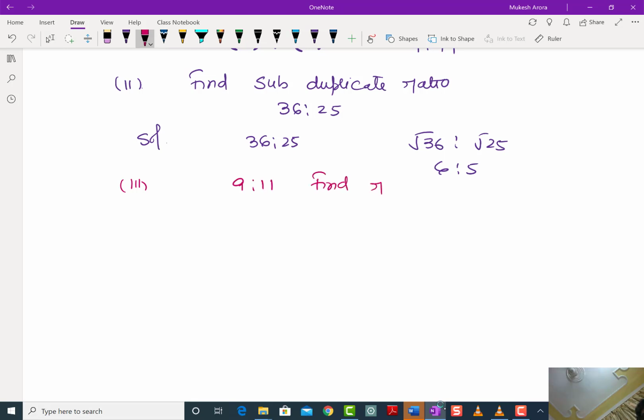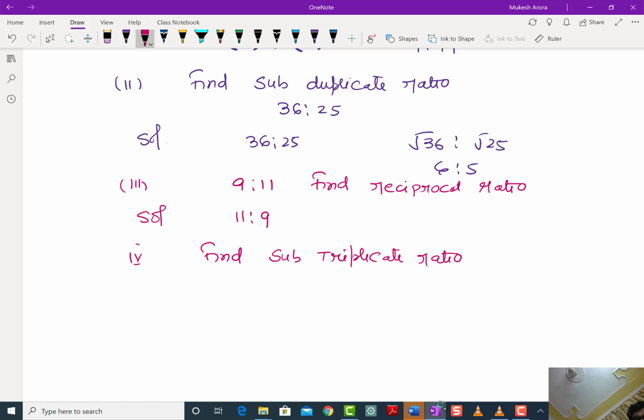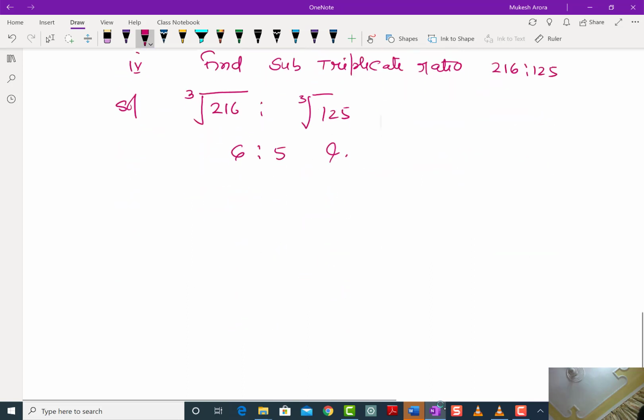Find the reciprocal ratio. So the reciprocal ratio will be 11:9. And fourth is find the subtriplicate ratio of 216:125. So subtriplicate is the cube root of this and the cube root of 125. The cube root of this is 6:5. So these are the answers.